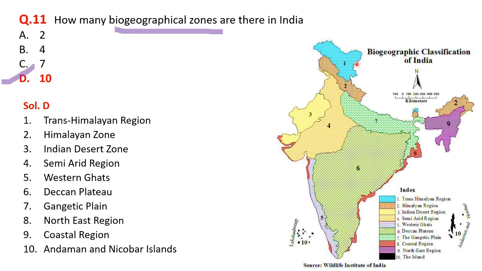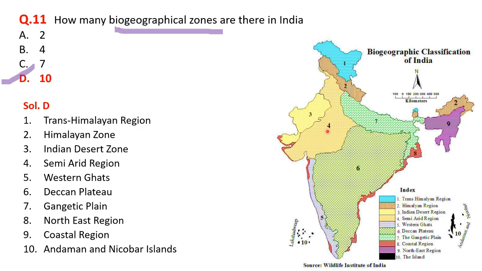The first one is the trans-Himalayan region. The second one is the Himalayan zone, this part and this part. The third one is the Indian desert zone. The fourth one is the semi-arid region. The fifth one is the Western Ghats. The sixth one is the Deccan Plateau. The seventh one is the Gangetic Plain, along the Ganga River. The eighth one is the northeastern region, this part as well as this part. The ninth one is the coastal region. The tenth one is the Andaman and Nicobar Islands.